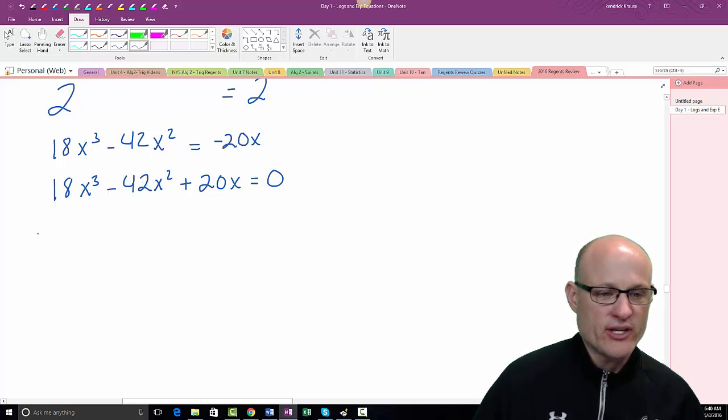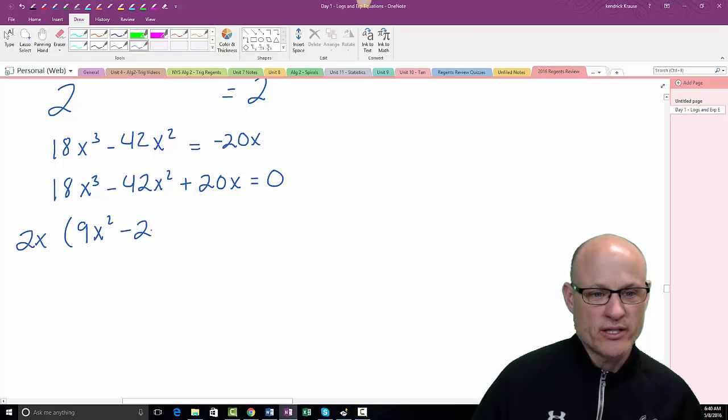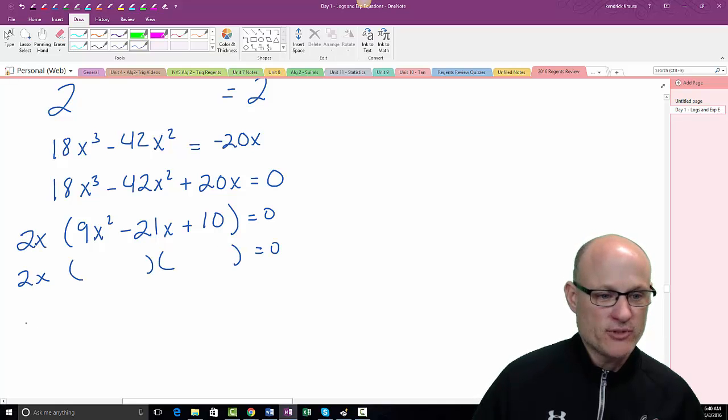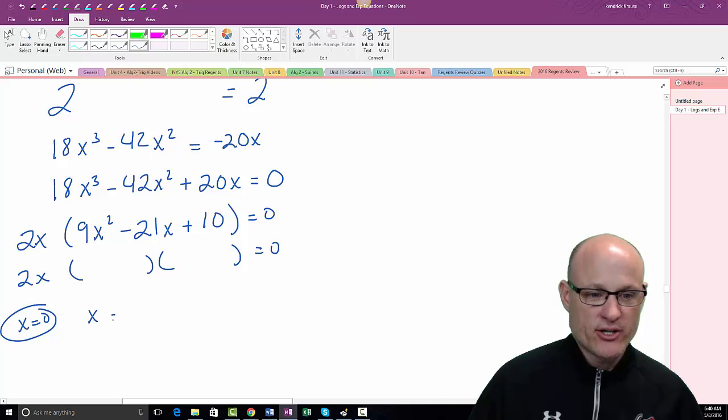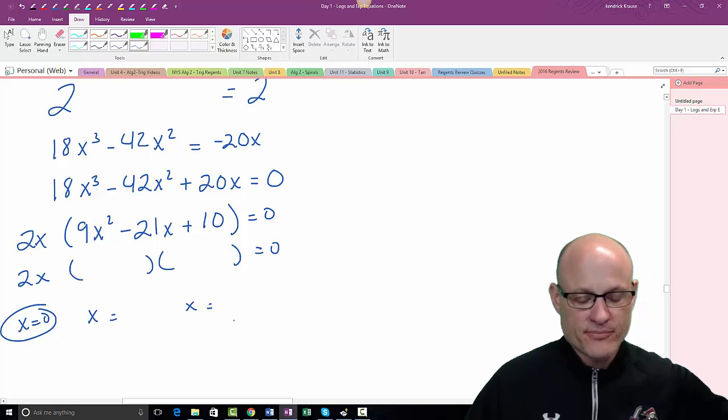Take out the GCF, which I think in this case is just a 2x. And I'm left with 9x squared minus 21x plus 10 equals 0. If you want to cheat, your answer here is x equals 0. Anytime you take out a GCF of x, equals 0 is one of your answers. And you're going to come up with 2 different answers here.